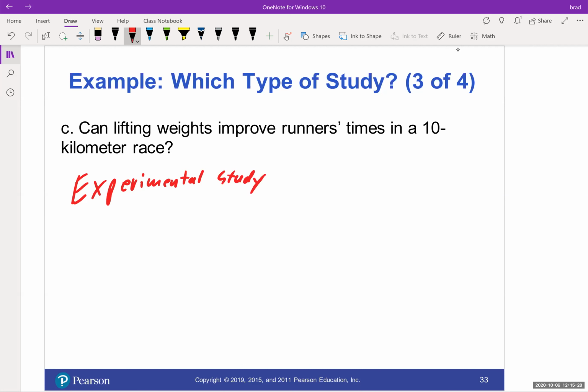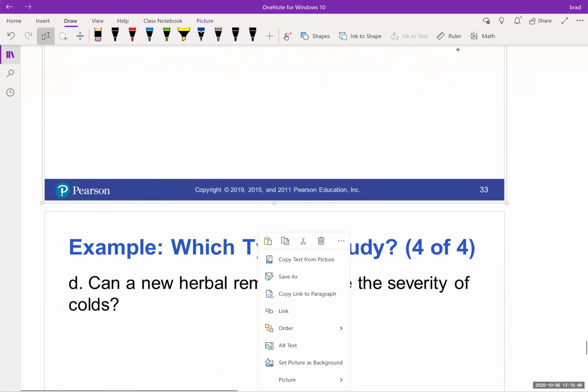So we need an experimental study to determine this, or just an experiment actually, because we want to have people that lift weights, and then we want to have people that don't lift weights. So the treatment would be lifting weights, and then the people that don't, and see if that improves the time. So we would need a treatment group and a control group. Okay. So I think that's okay.